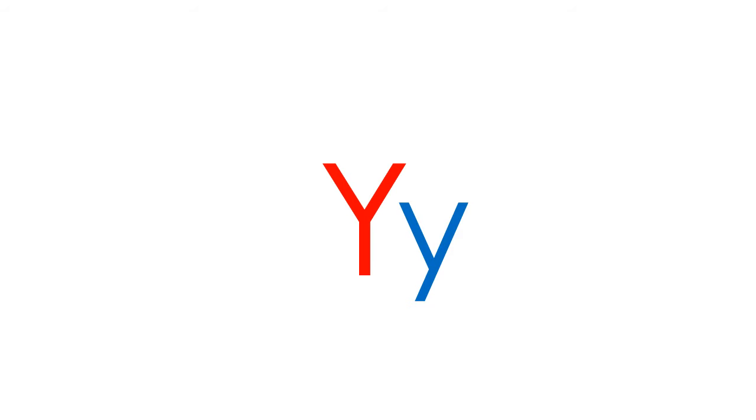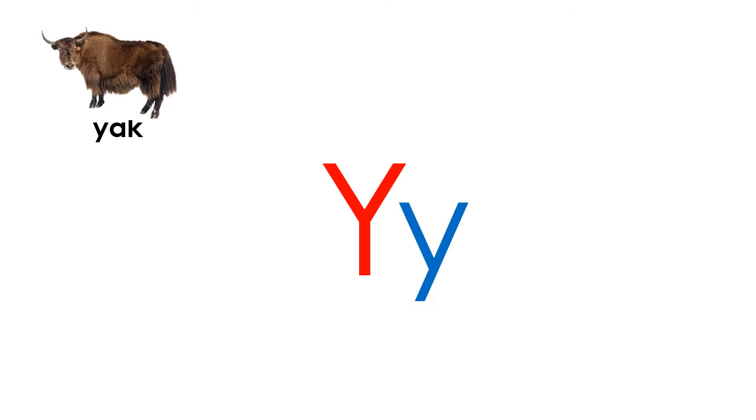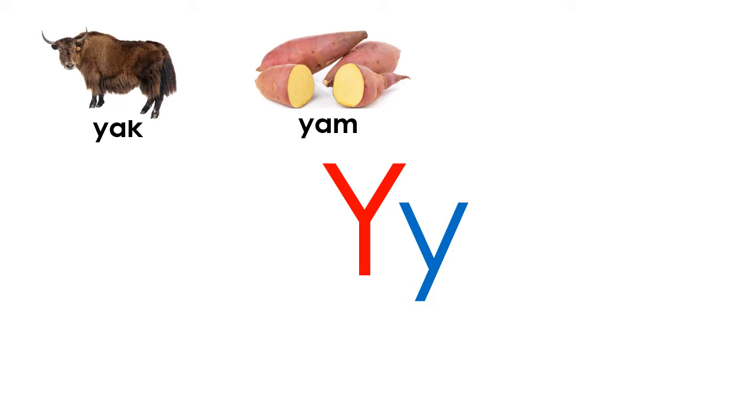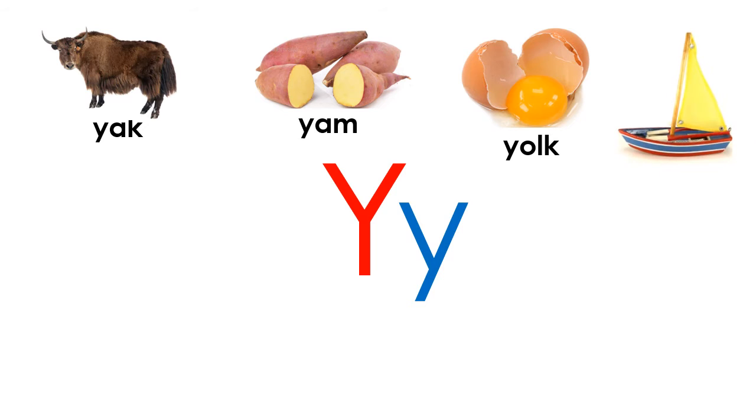Now, let's see what the pictures are that begin with letter Y. Please repeat loudly after me. Y for yak. Y for yam. Y for yolk. Yolk. In an egg, the yellow area we call egg yolk. Yolk. Y for yacht.